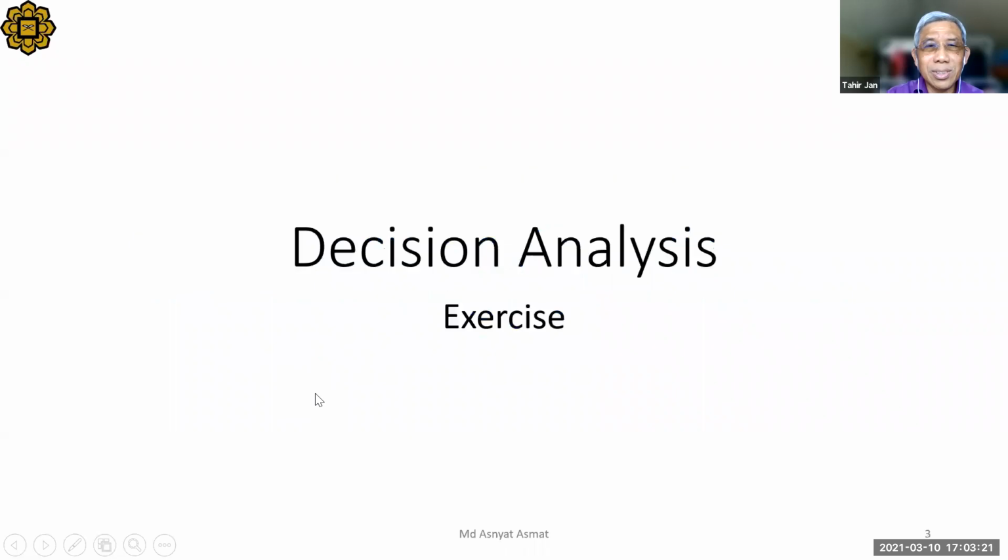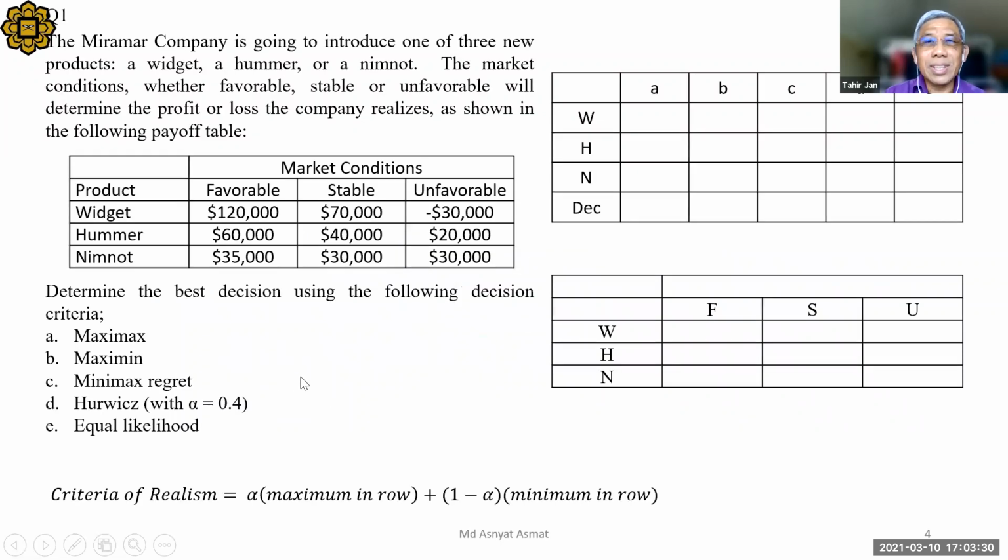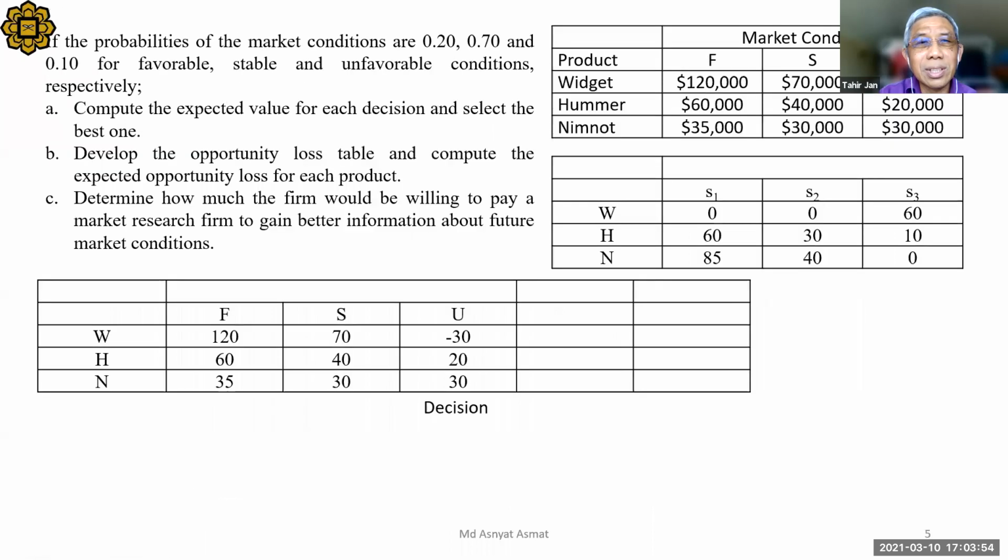Okay, let's move on. We're still doing exercise. Okay, this is what we did last class, on this company: Maximax, Maximin, Minimax regret, Hurwicz criteria, equal likelihood. You are good at it already. Now let's move on to the next sub-questions.